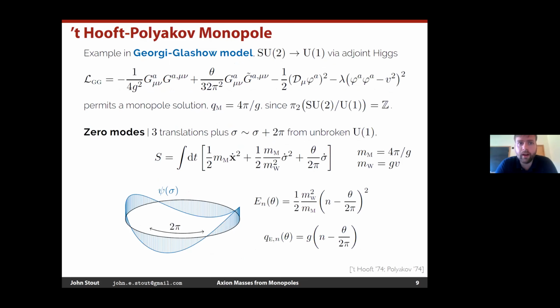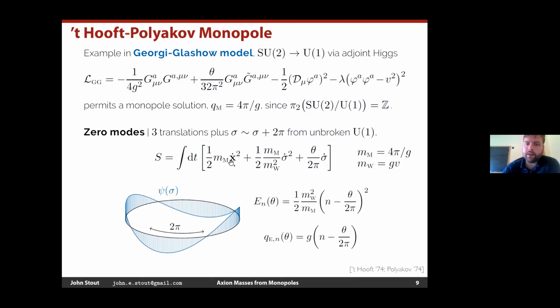So this can all be illustrated in the context of the 't Hooft-Polyakov model, or the 't Hooft-Polyakov monopole, which is embedded in the so-called Georgi-Glashow model, where I take an SU(2) gauge theory and I break it down to a U(1) by some adjoint Higgs. It's a three-dimensional vector, and this potential breaks the symmetry down to a U(1). This permits a monopole solution, since for SU(2) mod U(1), the second homotopy group is just the integers. And so if I look at the zero modes, if I look at the low energy theory of this monopole, its moduli space is R3 times an S1, and this S1 is coming from this unbroken U(1). I can perform global U(1) transformations on this monopole solution without changing it at all.